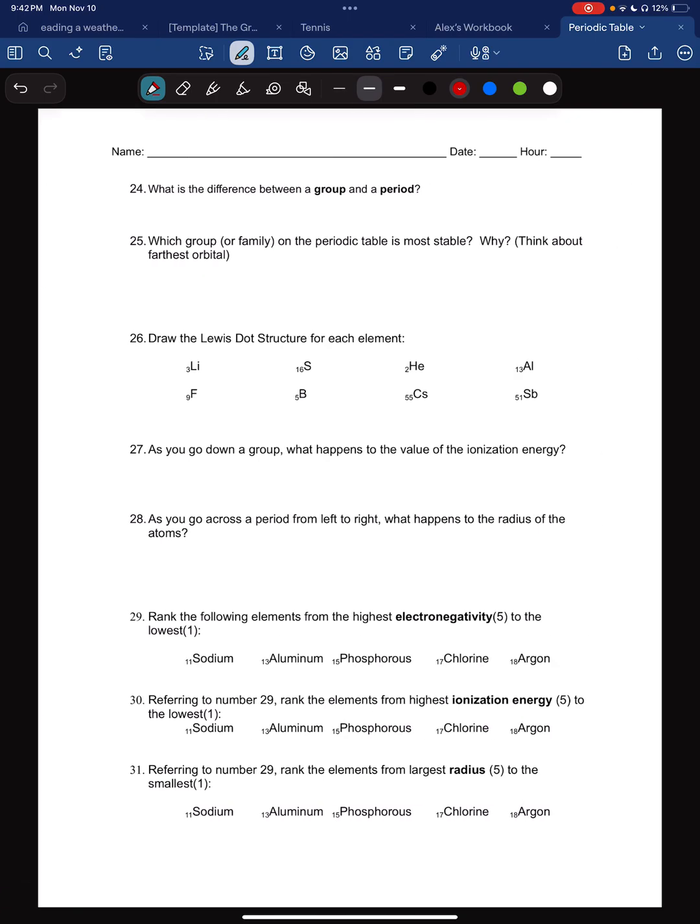You're also going to be doing basically the same thing for 29, 30, and 31. So rank, put in order the following elements from the highest electronegativity to the lowest. You're ranking them 1 to 5. And remember, we've got argon here, so it's a trick question. Then it says, referring to 29, rank the elements from highest ionization energy, so highest energy or cost, to the lowest.